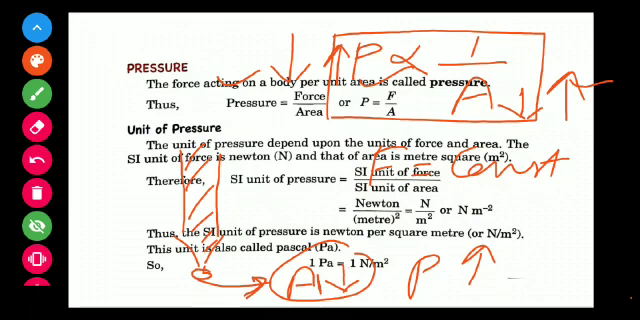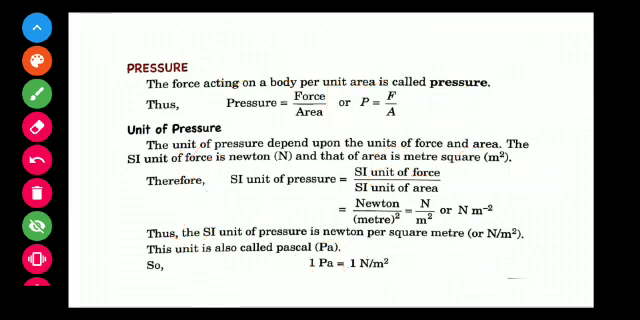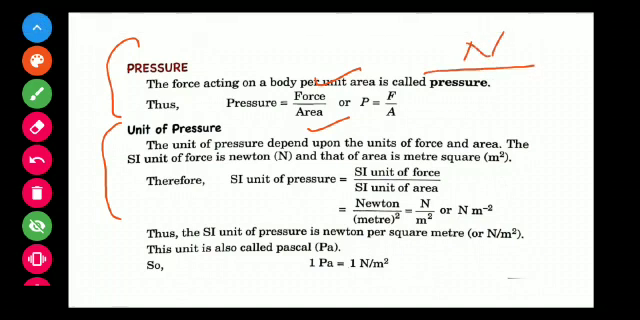This is your relation between pressure and area: pressure is inversely proportional to area if force is constant. Now, next is the unit of pressure. Pressure is force upon area. What is the unit of force? Unit of force is Newton. And what is the unit of area? Unit of area is meter square.